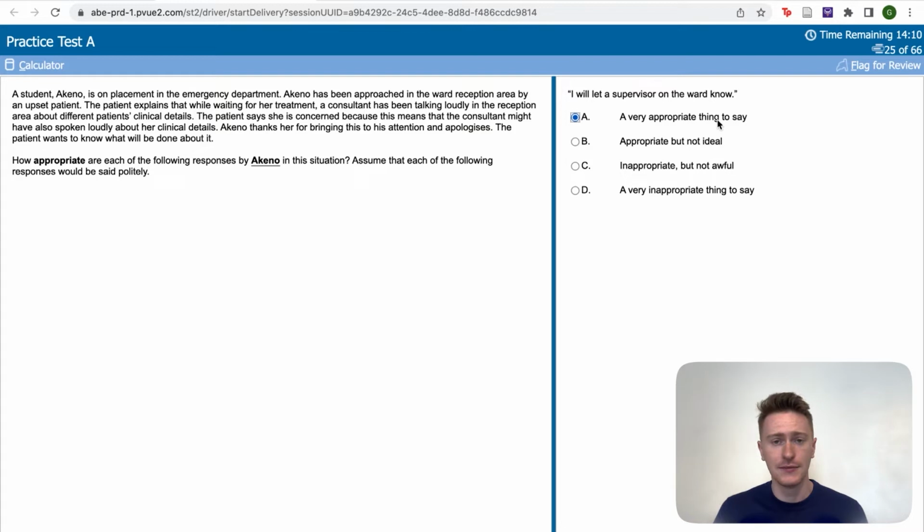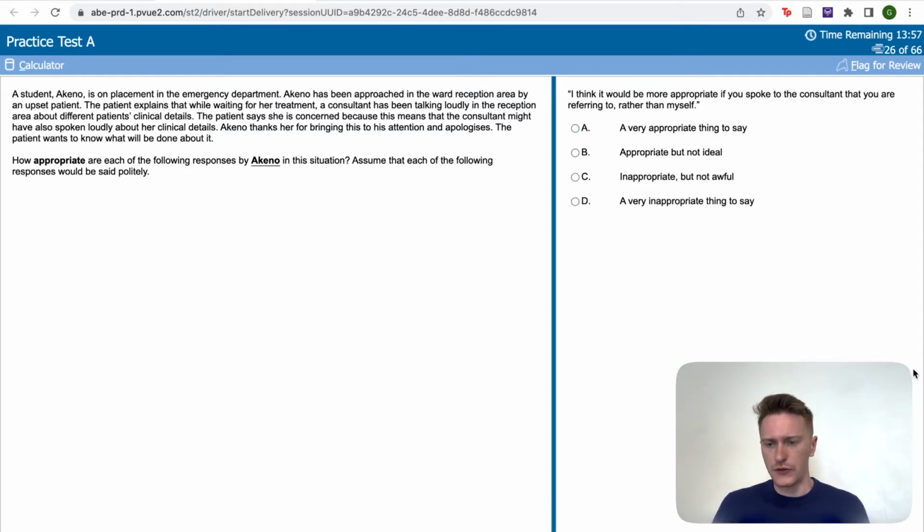It's a very junior member, and speaking as someone who's been on the wards, it's not always easy to find a consultant. It's not always easy to find senior members of staff. Letting the supervisor know is a clear, good escalation plan. I think it'd be more appropriate if you spoke to the consultant that you're referring to rather than myself. I think that's inappropriate. I mean, you could say that it's appropriate because the person will therefore raise it directly, but you're kind of putting the onus on the patient when it may have taken a lot of courage to tell you in the first place. That being said, it's not awful because you're still appreciating that the concern should be raised. So I think inappropriate but not awful for that one.